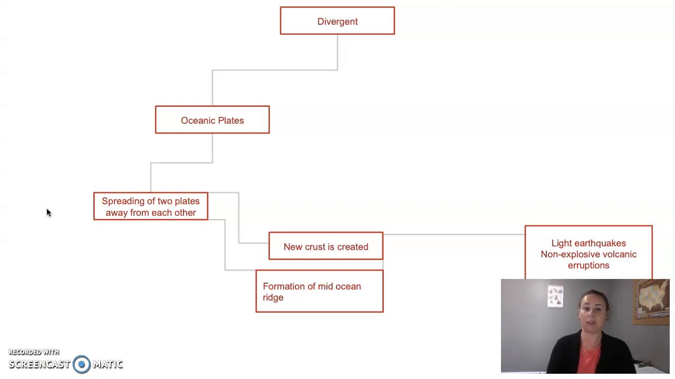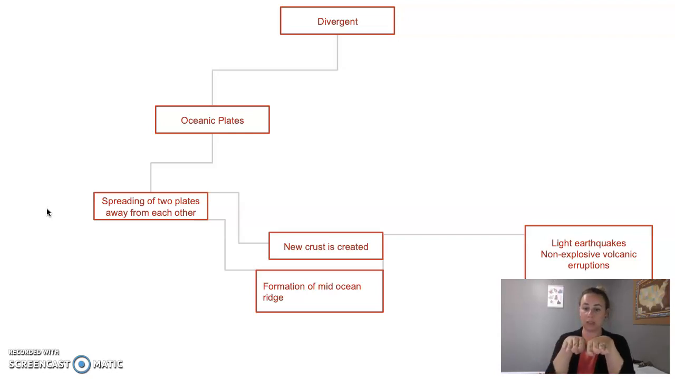So for a divergent plate boundary, the players involved, and I will refer to the plates as the players, are mostly oceanic plates in divergent settings. It is the spreading of two plates away from one another. So what happens here is new crust is created, and you have the formation of a mid-ocean ridge.